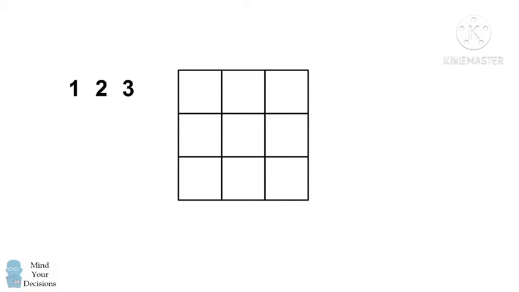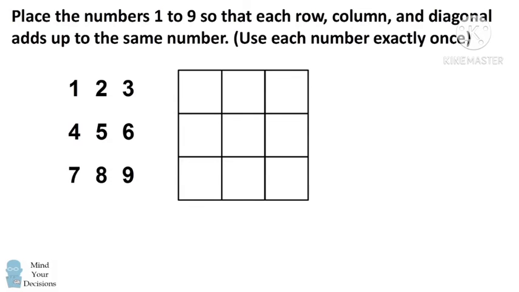Hi, this is Presh Talwalkar. Can you place the numbers 1 through 9 in the following 3x3 grid so that each row, column, and diagonal adds up to the same number? This is a condition for the 3x3 magic square.